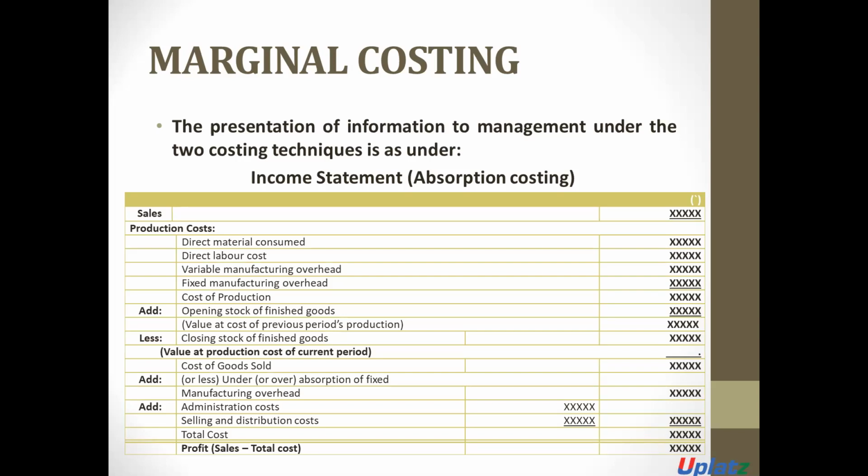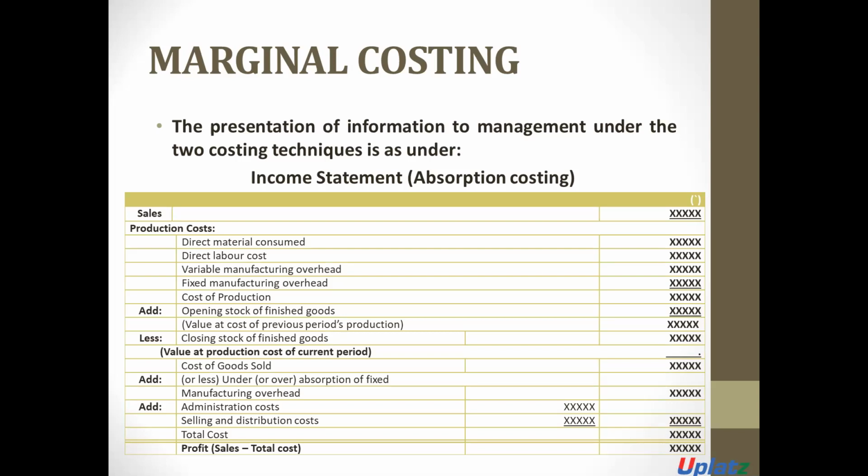In the case of absorption costing, the income statement is prepared in the following manner. Number one, sales less all the production cost. Production costs include all the variable cost and fixed manufacturing cost, just like direct material consumed, labor cost, variable manufacturing overhead, fixed manufacturing overhead. On the basis of this, we will calculate the total cost of production.